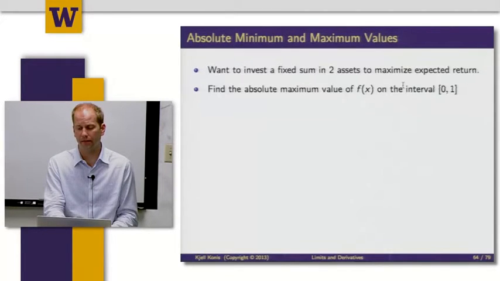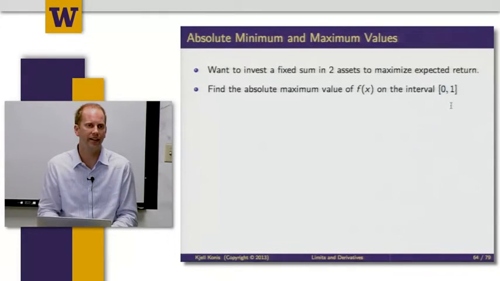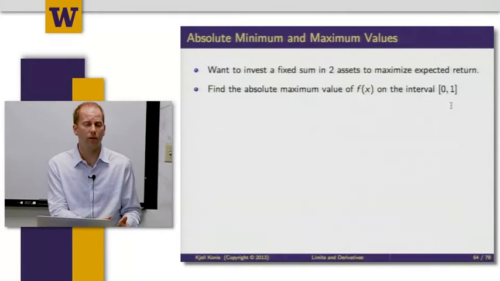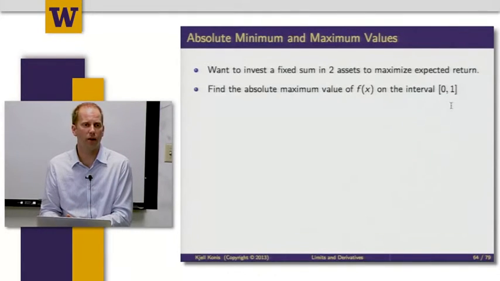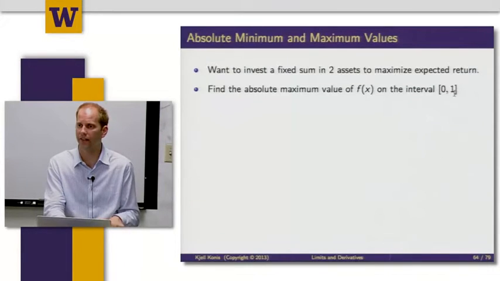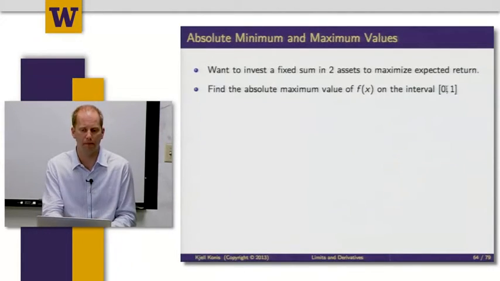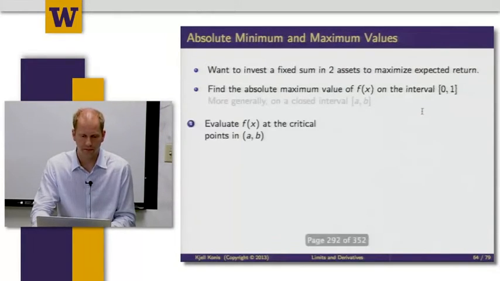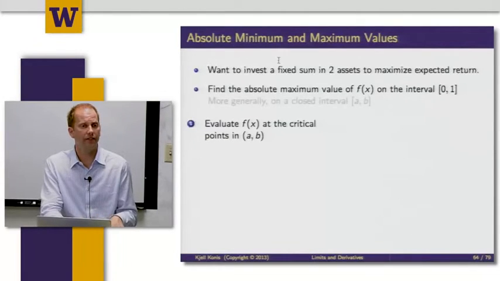So the way I'm going to simplify that is just say f of x is going to be defined on the interval 0, 1, and x is just going to be the fraction of money that goes into asset 1. So asset 1 gets x, asset 2 gets 1 minus x, and if I only consider x on the interval 0, 1, then both of those are going to be positive. More generally, you can do this on an interval a, b, but the 0, 1 will work for what I want to show here.